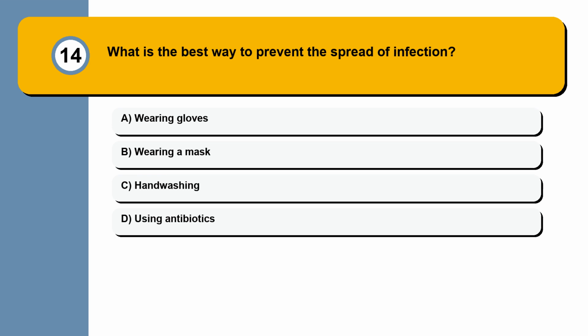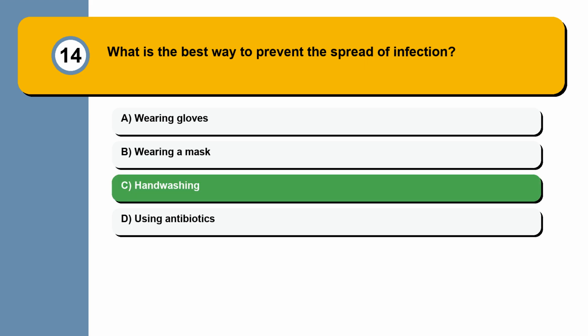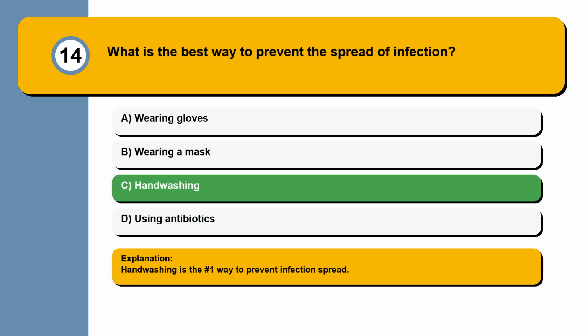Question 14. What is the best way to prevent the spread of infection? Wearing gloves. Wearing a mask. Hand washing. Using antibiotics. Hand washing is the number one way to prevent infection spread.